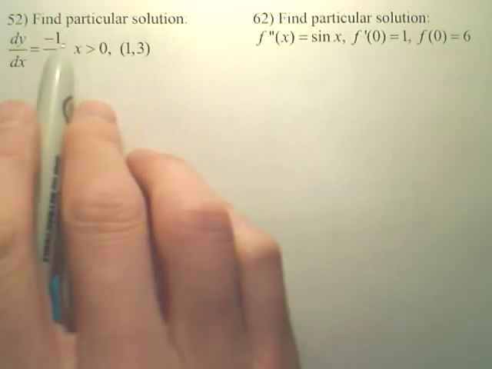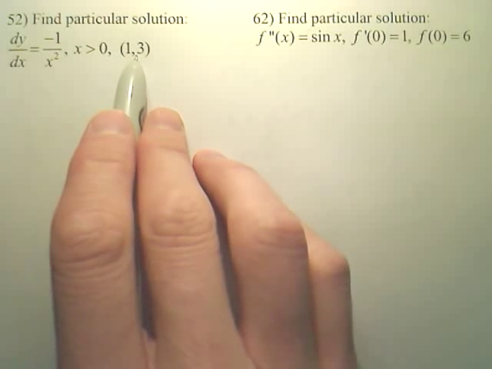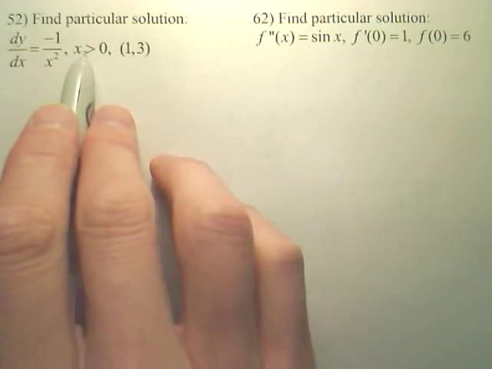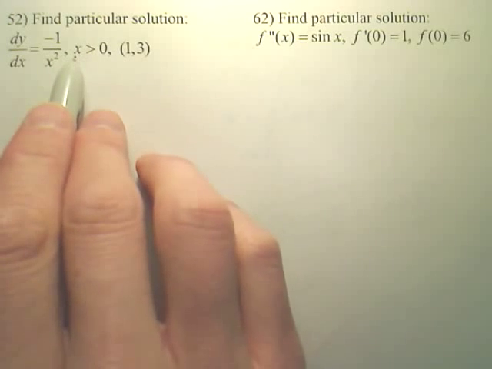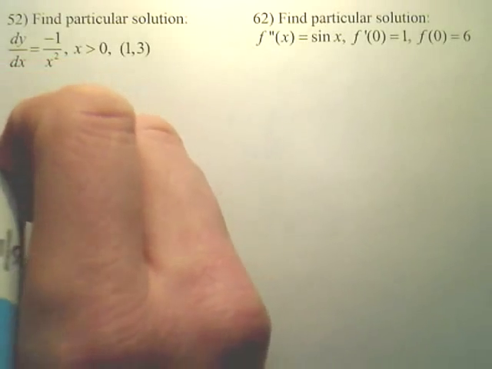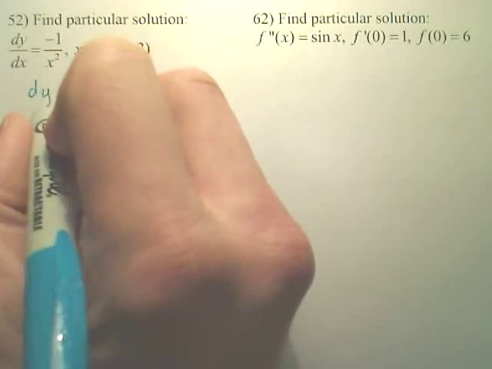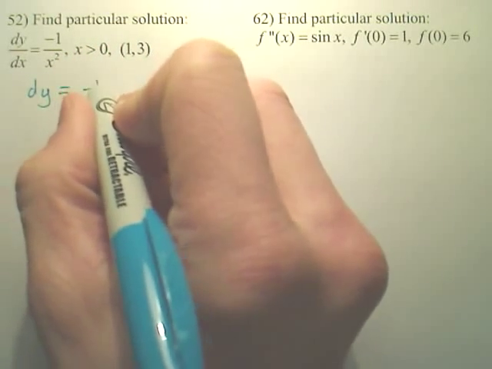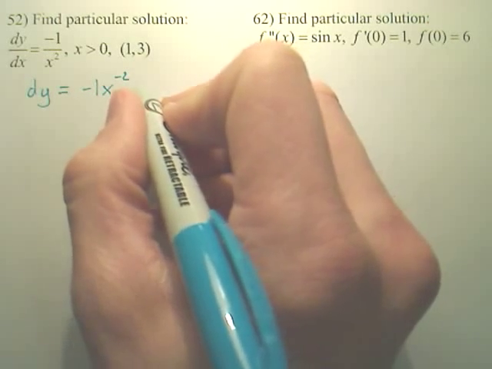I want to find the particular solution of this derivative, and it's going through (1, 3), and we're going to focus on the right side. You can basically ignore this for now for what we're doing, but we're focusing on the right side, the positive side of the x-axis. So the first step would be to first change this to be dy equals negative 1 x to the negative second dx.